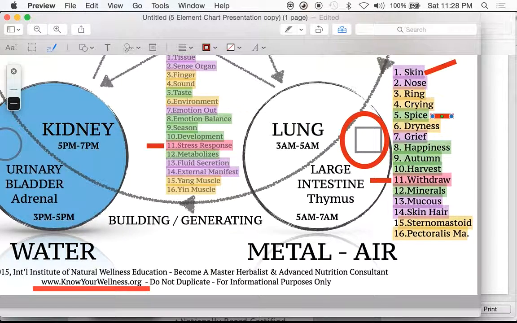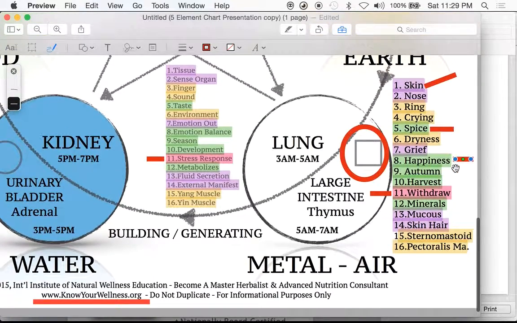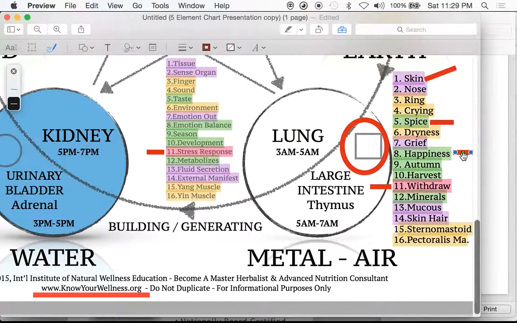But that's something. Now, happiness is going to be real important. They have a real potential for happiness. Really, I'm so envious at times of the metal air element because they're just genuinely happy about things. And so that's really a blessing that they have.